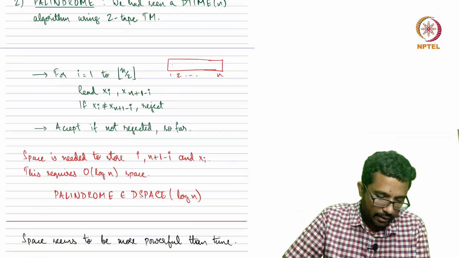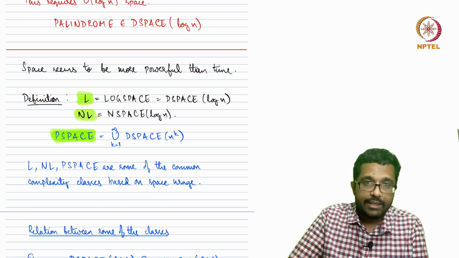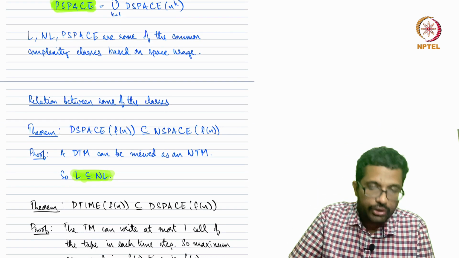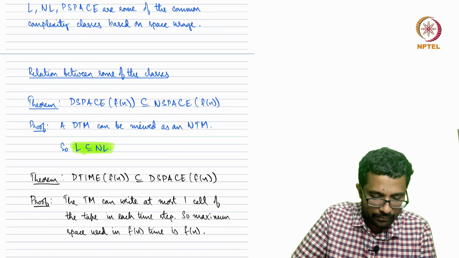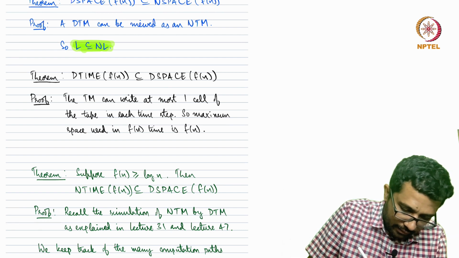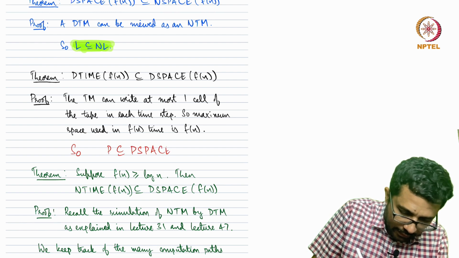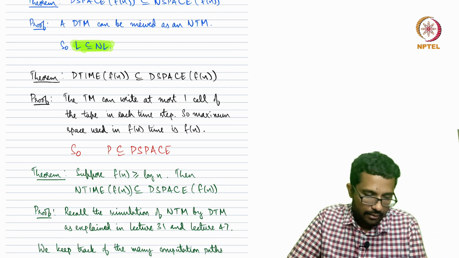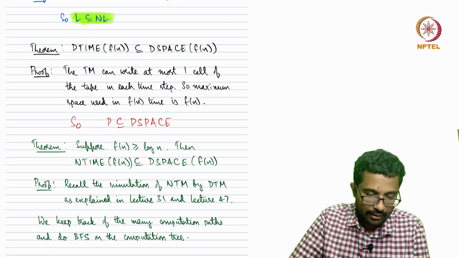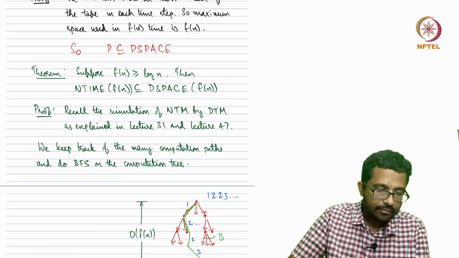Then we defined some complexity classes like L, NL and PSPACE. L is log space, NL is non-deterministic log space, and PSPACE is polynomial space. And we saw some relations. First is that DSPACE f(n) is contained in NSPACE f(n). DTIME f(n) is contained in DSPACE f(n). One consequence of this is that P is contained in PSPACE. Then we saw that non-deterministic time is also contained in non-deterministic space, with the same bound. So this shows that even NP is contained in PSPACE.